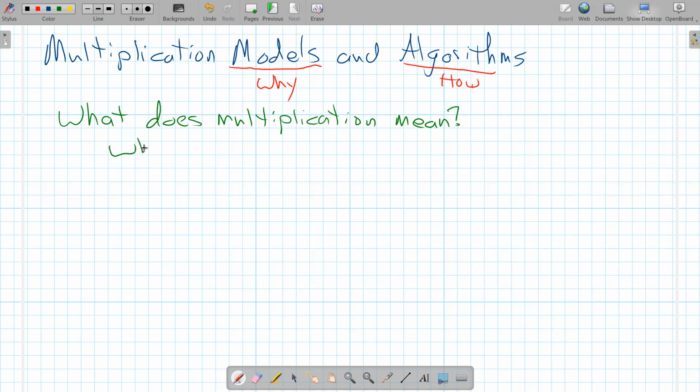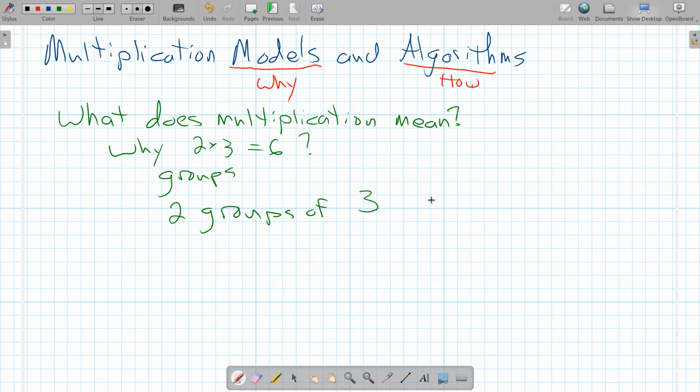Right? Why is 2 times 3 equal to 6? And there's a few common ways that we think about that. One way is the idea of groups. So I can interpret this 2 times 3 as 2 groups of 3.